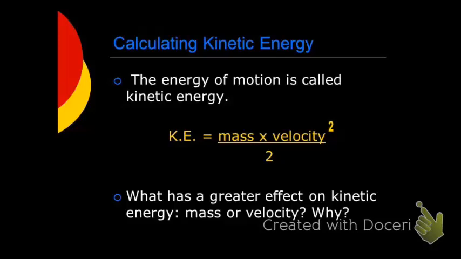What has a greater effect on kinetic energy, mass or velocity? Why? So look at that formula. What variable or factor has a greater effect on kinetic energy? Velocity. Velocity because it has the number 2 after it. What does that mean, though? It means it's squared. Velocity is a squared factor. That means it counts twice compared to the mass when you determine kinetic energy.